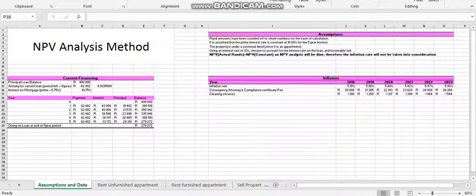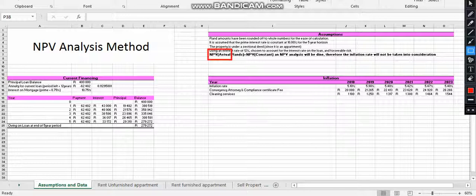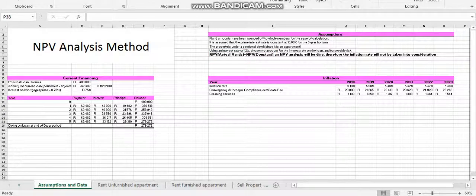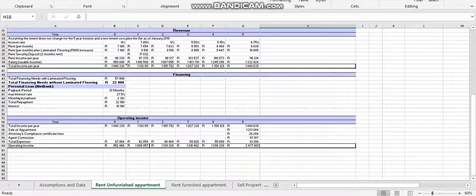The NPV analysis method was used to analyze our investors' options. In this method, inflation will not be taken into account, as the NPV in actual rands is equal to the NPV of constant rands. Our first option was to rent an unfurnished apartment.